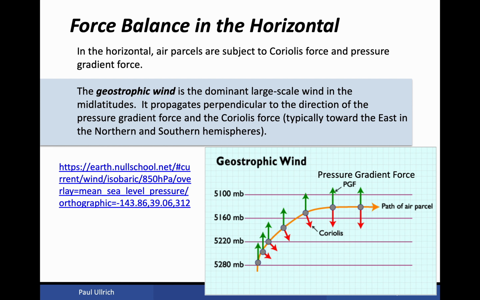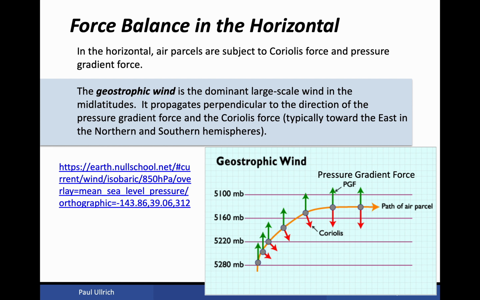Alright, let's talk about force balance in the horizontal. Now, since gravity always works in the vertical direction, it turns out that it's not relevant for an analysis of how air movement acts in the horizontal direction. In the horizontal, air parcels are primarily dominated by Coriolis force and pressure gradient force.